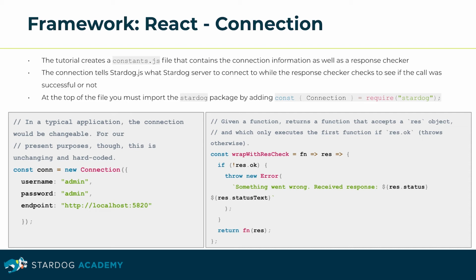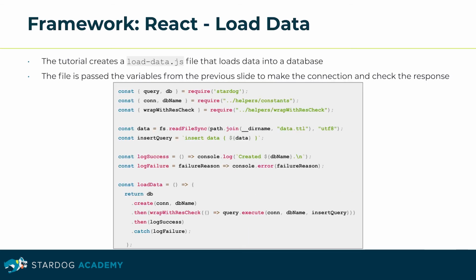The tutorial creates a constants.js file that contains the connection information as well as a response checker. The connection tells Stardog.js what Stardog server to connect to, while the response checker checks to see if the call was successful or not. At the top of the file, you must import the Stardog package by adding const connection equals require Stardog. On the left, you can see how we build the connection, and on the right is the response checker. We will now look at loading data with React.